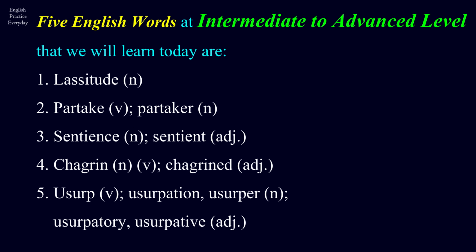5 English words at intermediate to advanced level that we learn today are: 1. Lassitude. Lassitude is a noun. 2. Partake. Partake is a verb. Partaker is a noun. 3. Sentience. Sentience is a noun.